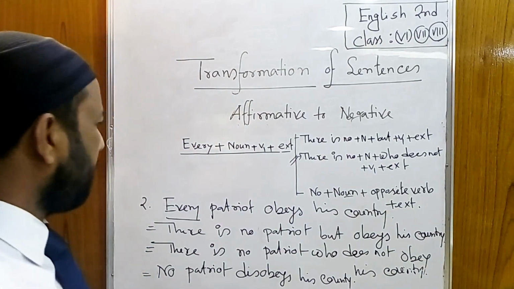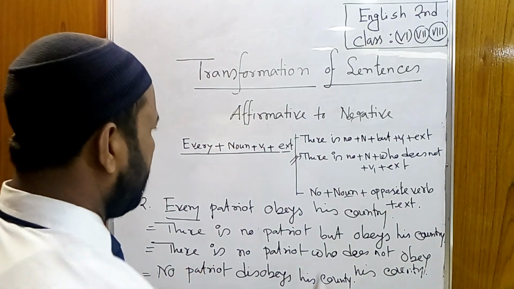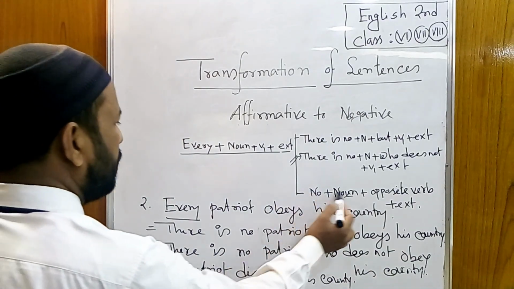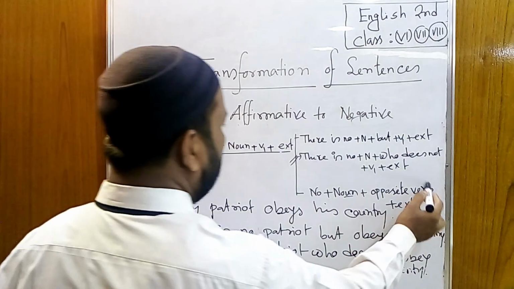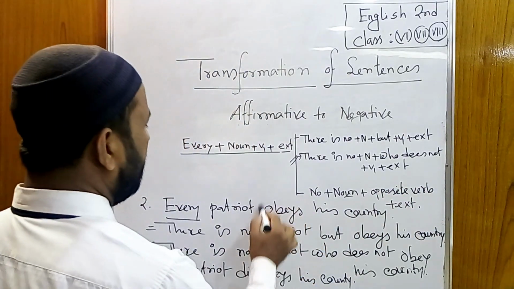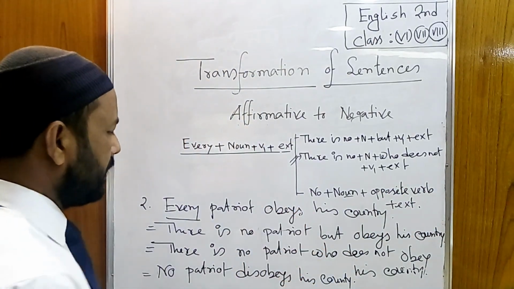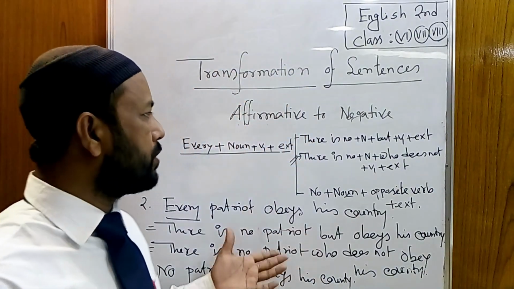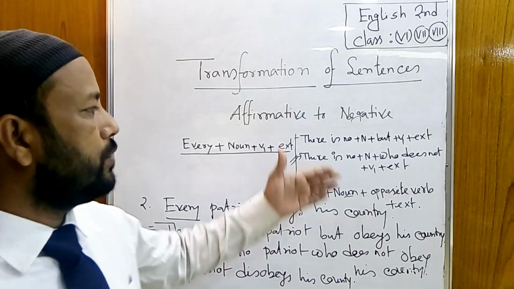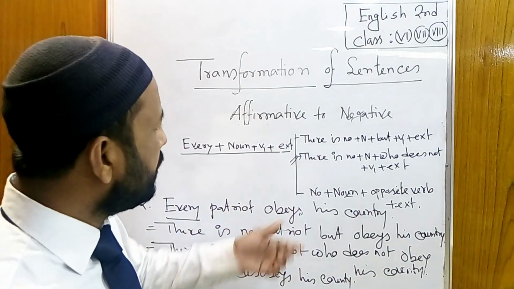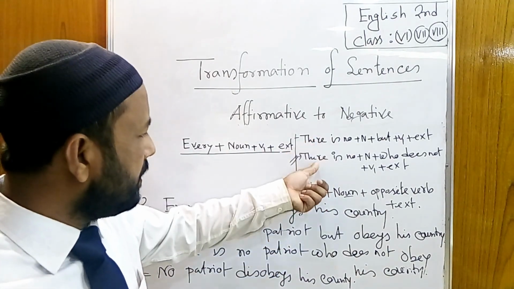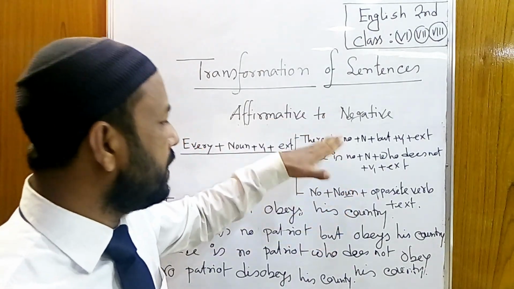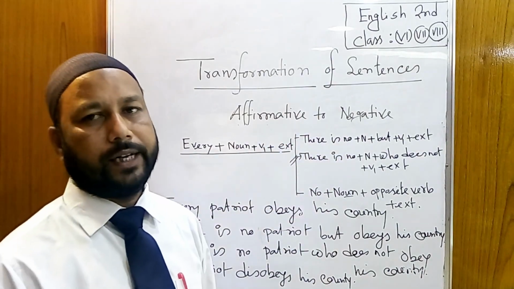And finally, these rules I apply here. No patriot, that means no, then noun, opposite verb, that means the verb is obey, the opposite word of obey is disobey, and then his country. This is the process you can easily convert into negative. You can use any of these rules to convert into negative.